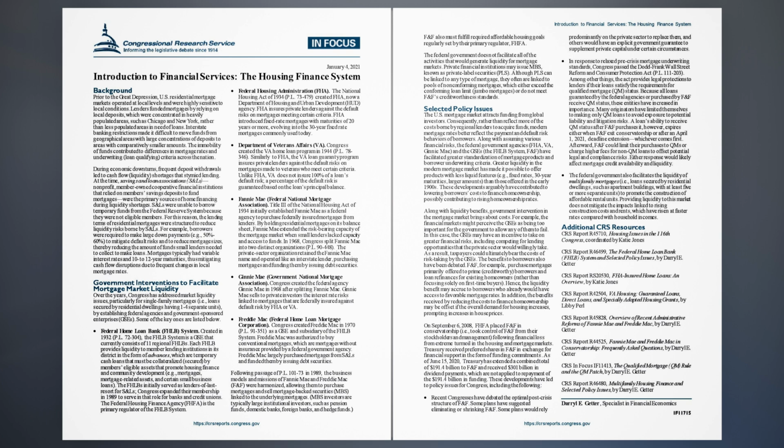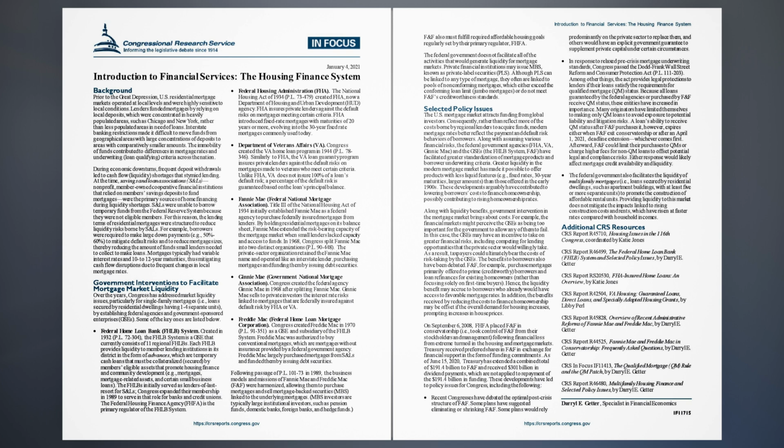Over the years, Congress has addressed market liquidity issues, particularly for single-family mortgages, that is, loans secured by residential dwellings having 1 to 4 separate units, by establishing federal agencies and government-sponsored enterprises (GSEs). Some of the key ones are listed below.